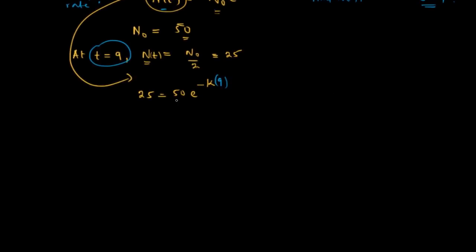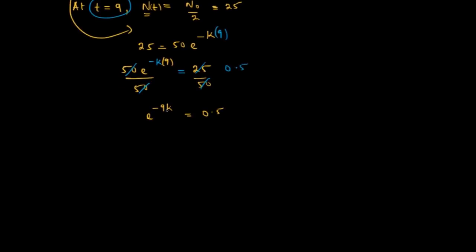So to find k, let me rewrite this equation as 50 e to the power negative k times 9 equals 25. I'm going to start by dividing both sides by 50. So this goes off, and this becomes 0.5. So what I have is e to the power negative 9k, because negative k times 9 is negative 9k, equals 0.5.